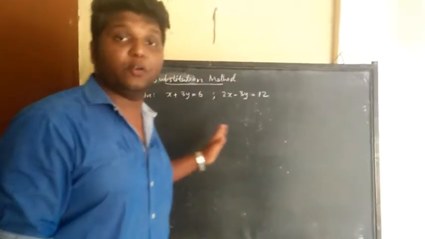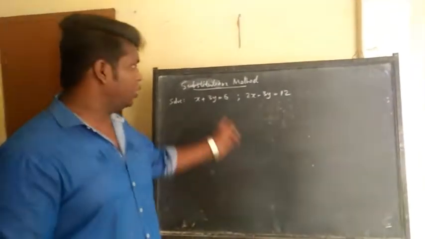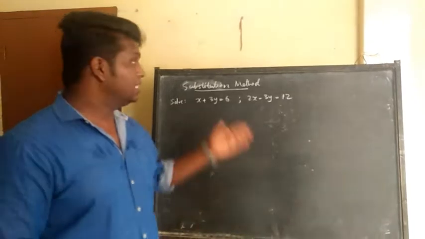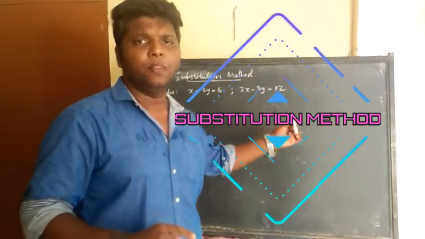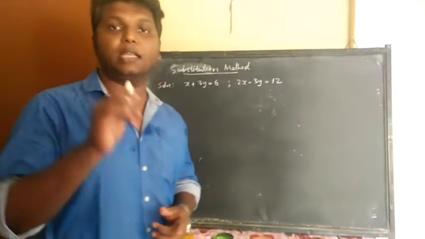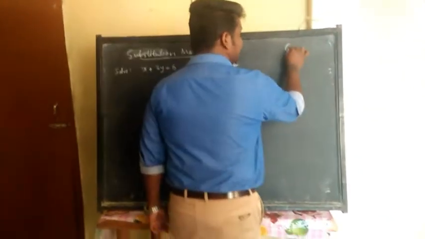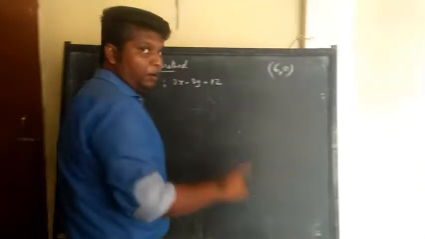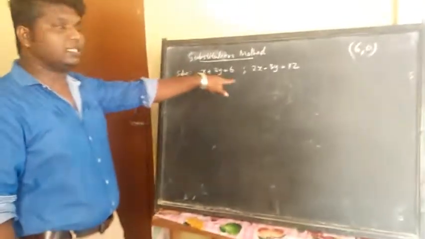I'm taking the same question. Right now, the equations we took for the graphical method, I took the same equations and we are going to solve them by the method of substitution. Earlier, don't forget, we studied the method of graphical representation and the point of intersection was 6, 0, right? The point of intersection was 6, 0. Remember when they come together. So let us take it out with the second question.